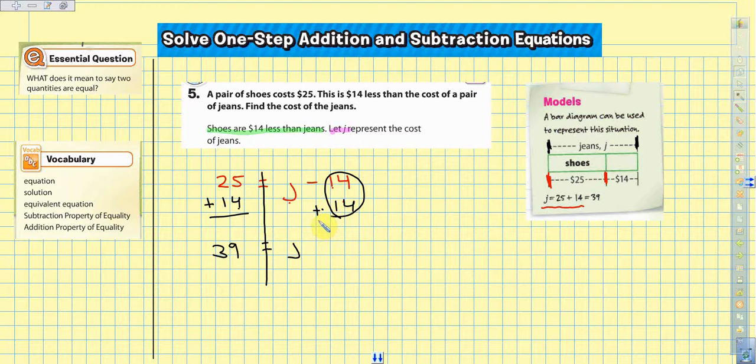That's kind of how we did it. So my shoes are $14 less than a pair of jeans. So what do I need to do? You add these up, that's the pair of jeans. So that's kind of how the model works. Let's try one out on your own.